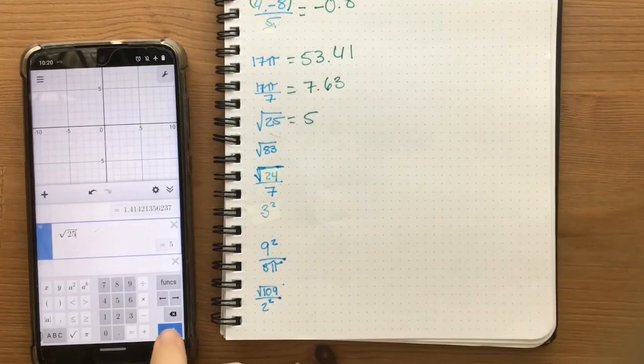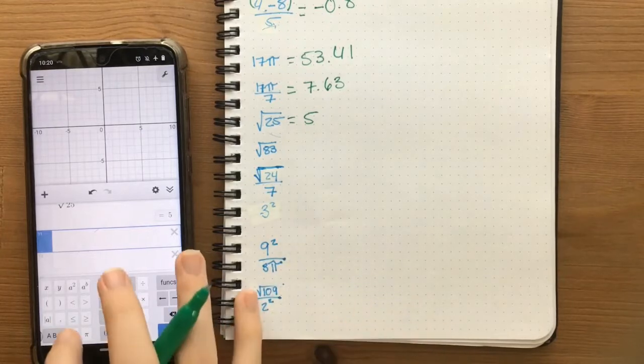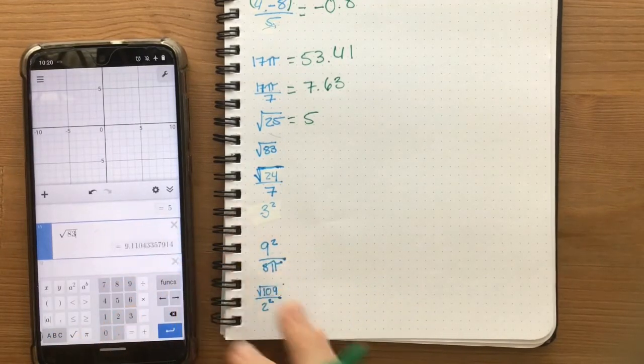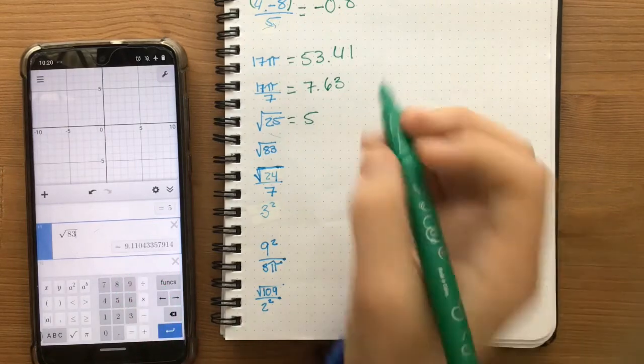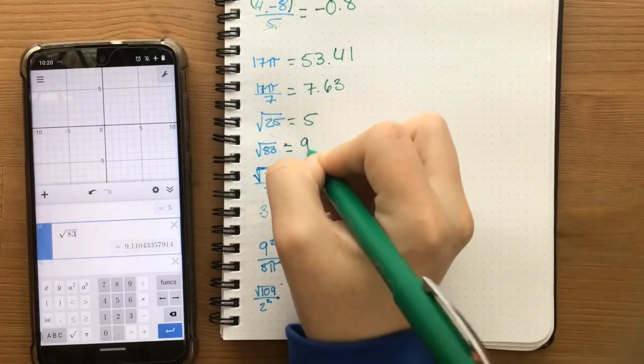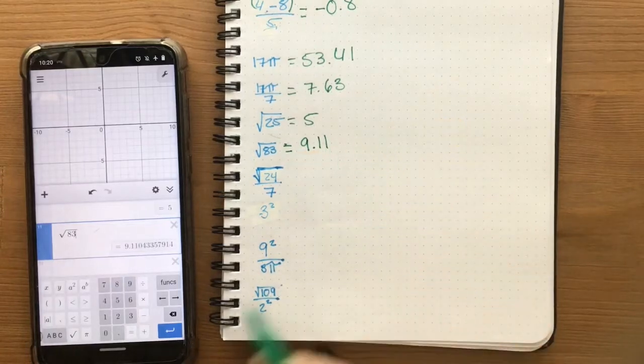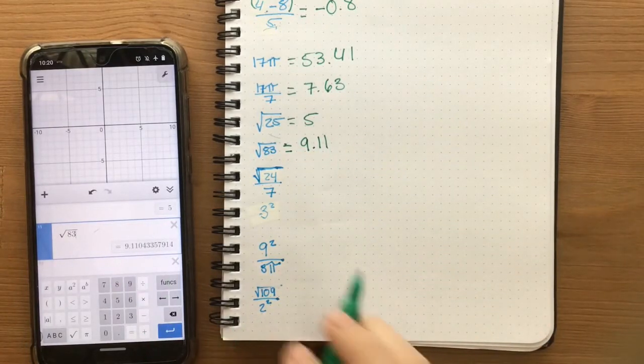Okay, so that square root turned out nicely because that is a perfect square. But without a perfect square, square root of 83, that's an irrational number. We're going to learn about those tomorrow. So the square root of 83 is 9.11. It can't be rounded up because that's a 0.